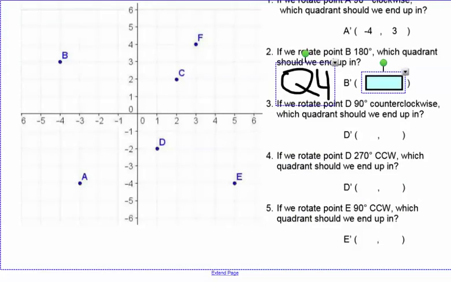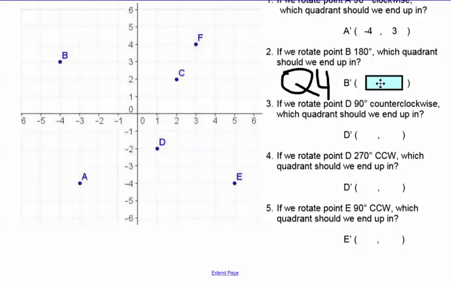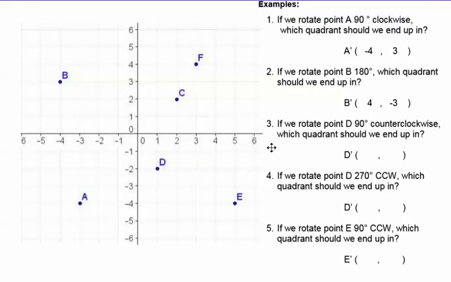Let's think about that. If we're moving to the right 4, that means our x is positive 4. And then if we move down 3, that would be negative 3 for y. If we actually went and plotted that, right 4 down 3, it would be right there, and we would call that B prime. And as we see, we did end up in quadrant 4. So perfect.